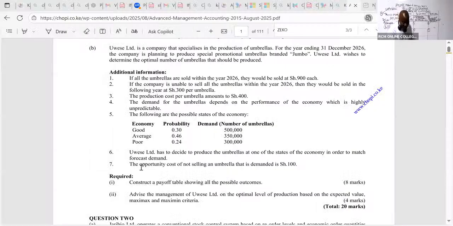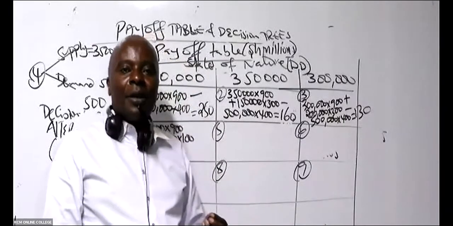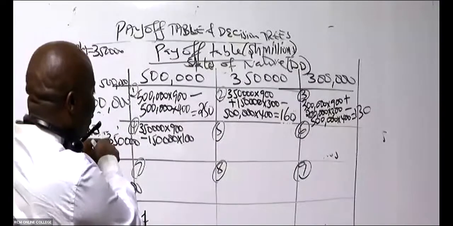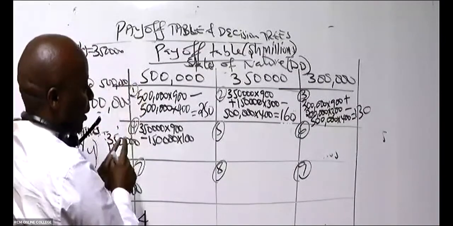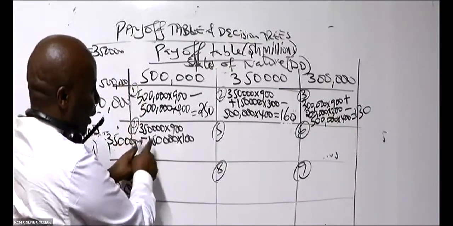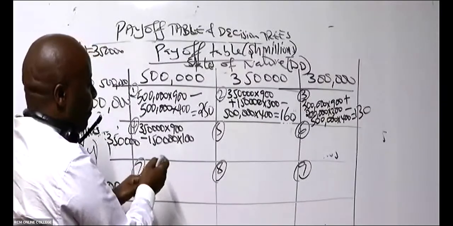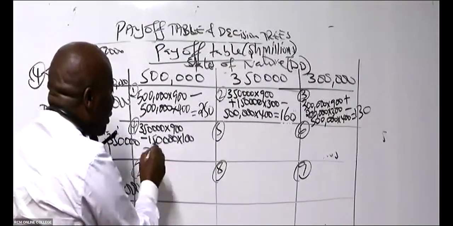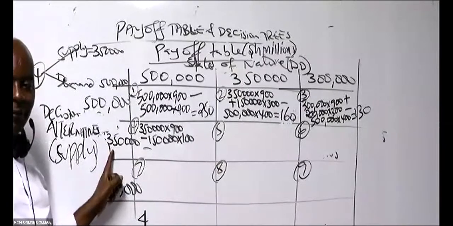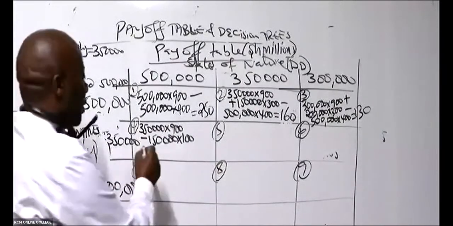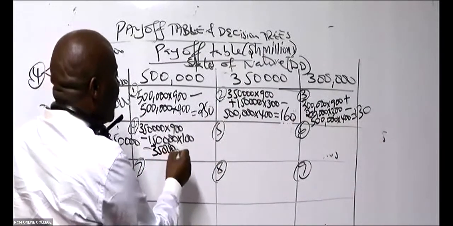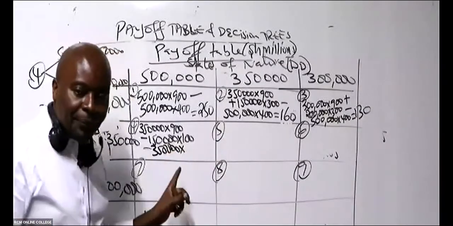Look at note number 7. The opportunity cost of not selling an umbrella is 100. If somebody comes and says, hey, I want an umbrella and you don't have it, then because you can see here, we've supplied 350, but there are so many guys demanding. So then minus 150,000, all right? Minus the cost of production. How many do we produce ourselves?